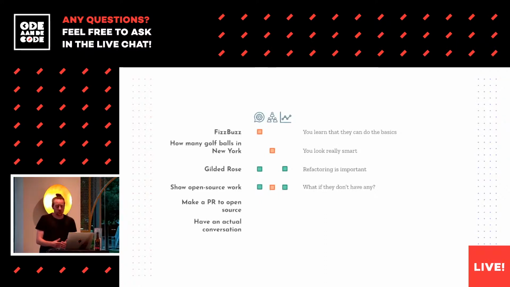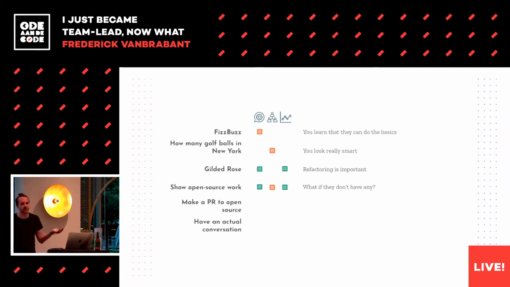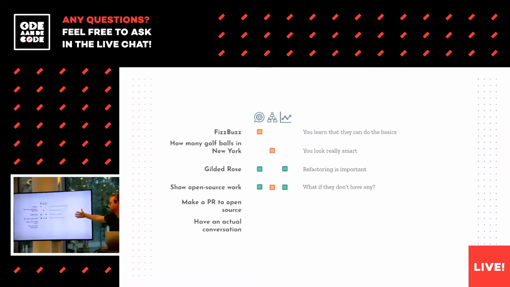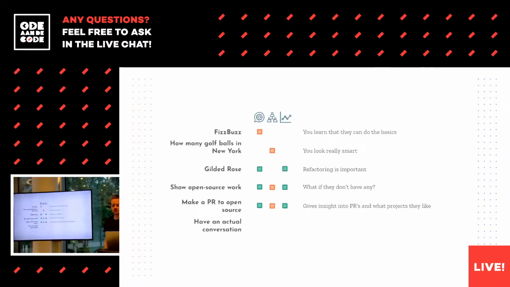But at the same time, a lot of people do really love open source work. So if they have open source work, you can talk about it. You can see what they really like doing, because they spent hours and hours of their free time doing that work, so they're probably passionate about something. It gives deeper insight into how they interact, also how they interact with possible other open source people. Making a PR to open source stuff gives a lot of insight into what kind of project they will pick.